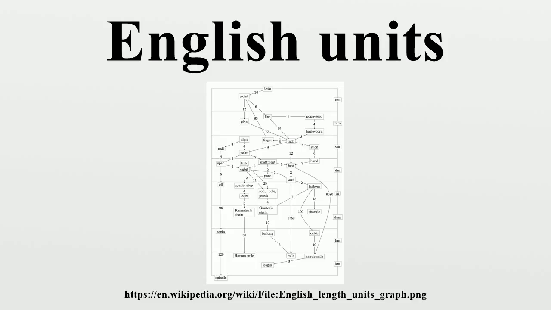Avoirdupois grain, 64.79891 milligrams, 1/7000th of a pound. Dram, 27.34375 grains. Ounce, 16 drams equals 437.5 grains, 28 grams. Pound, 16 ounces equals 7000 grains, 454 grams.